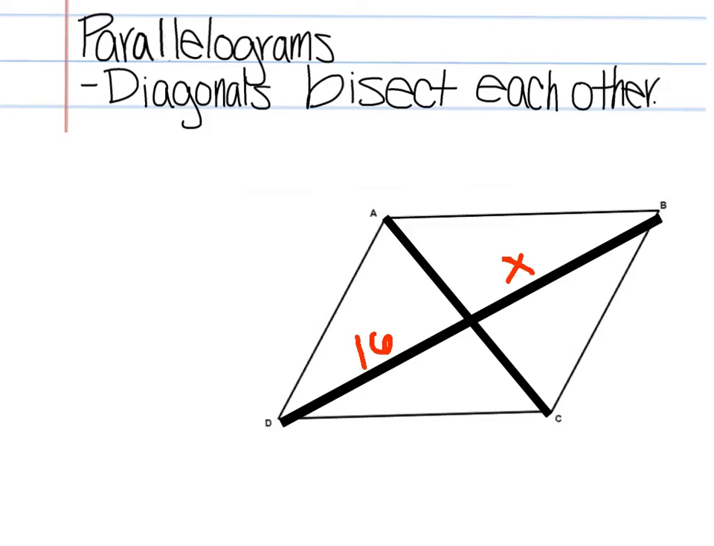Okay, example 4. If D to the middle, which we'll just call E again, if DE is 16, what is the length of X? 16, that's right. They're going to be the same length. So X is going to be 16.